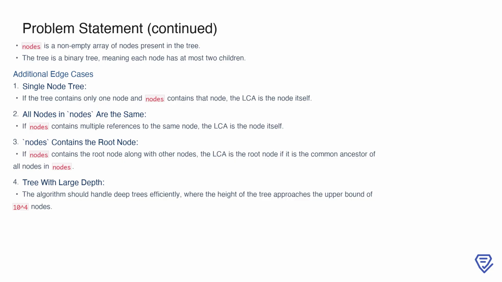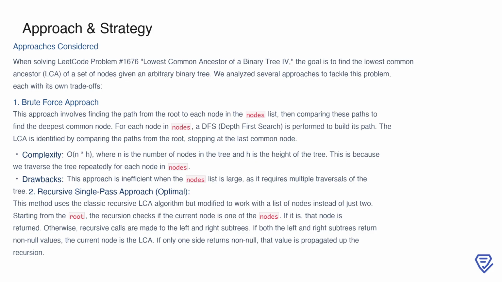To solve problem number 1676, the goal is to determine the lowest common ancestor, or LCA, for a set of nodes in an arbitrary binary tree. We explored multiple approaches, each with its own advantages and limitations. The first is the brute force approach. This involves finding the path from the root to each node in the given list of nodes, then comparing these paths to locate the deepest common node.